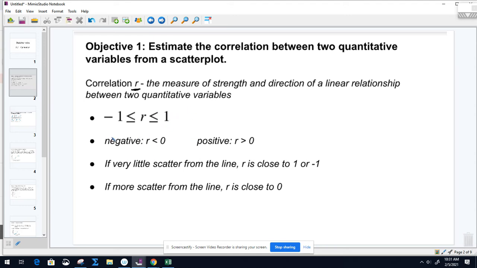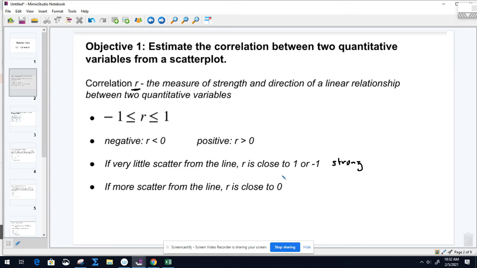Again, it's always going to be a decimal between -1 and 1, or one of these two values if it has perfect correlation. Negative correlation is less than 0, which means it's negative, and positive correlation is greater than 0. If there's very little scatter from the line, R is going to be close to 1 or -1. This is what we would call strong correlation or strong association. If there's more scatter from the line, R is going to be closer to 0. So the closer to 1 or -1 means strong correlation. If there's more scatter from the line, then R is going to be closer to 0. So we're looking at decimals for all of these.